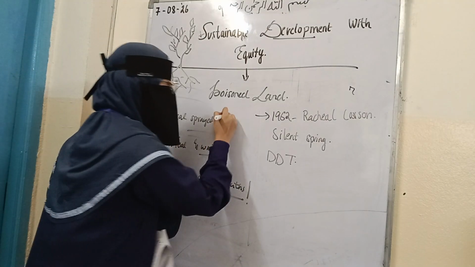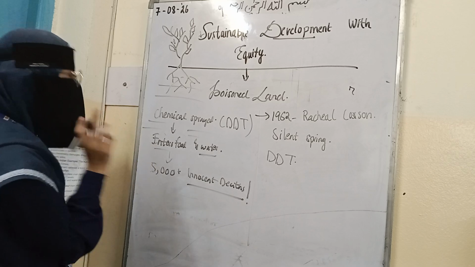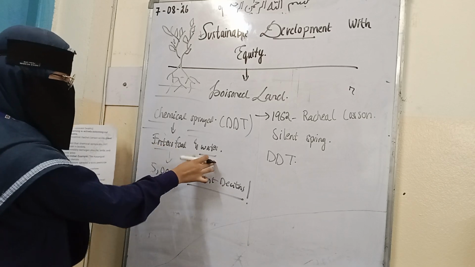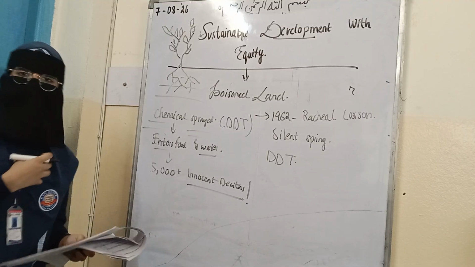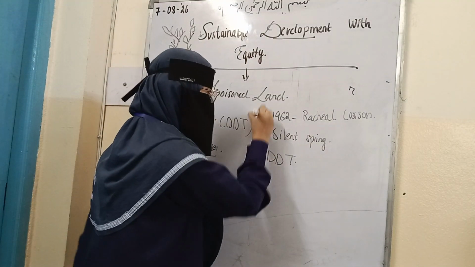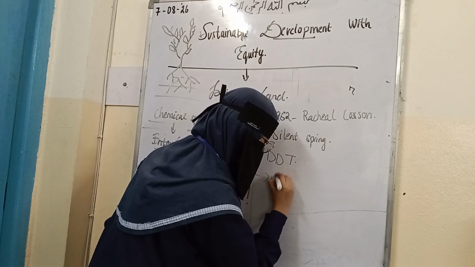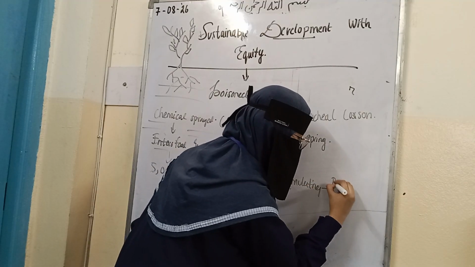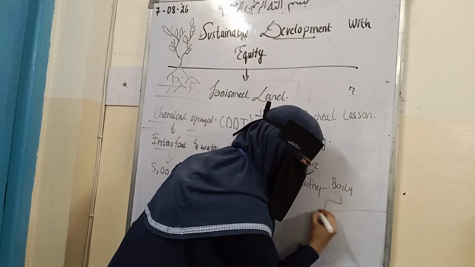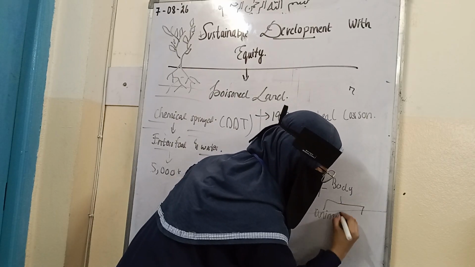For example, we can take DDT. It is a chemical which, when used, was accumulating in food and water, and indirectly it comes into our body and accumulates in the body. Not only in the body of humans, but first it is accumulating in the body of both animals and humans.